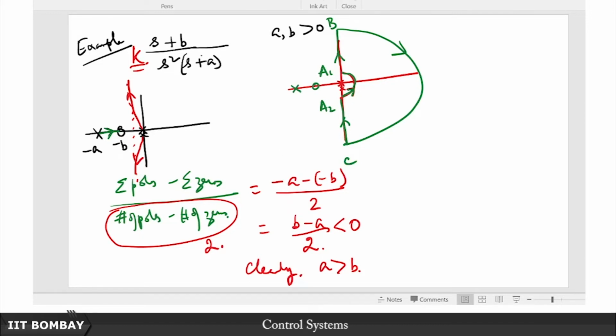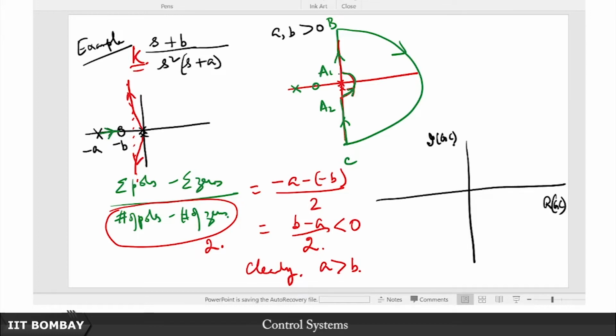Okay, so let's see what this point A1 is tantamount to. By now we should be a little more comfortable with Nyquist than when we started off. So this is the real part of GC and this is the imaginary part of GC. So what does this point A1 map to? Let's look at the phase.